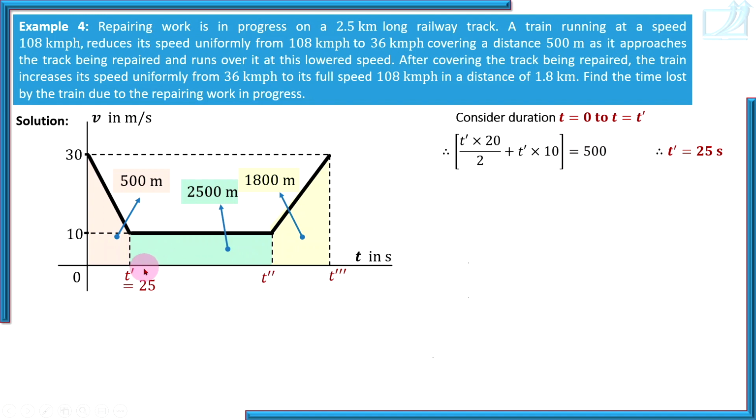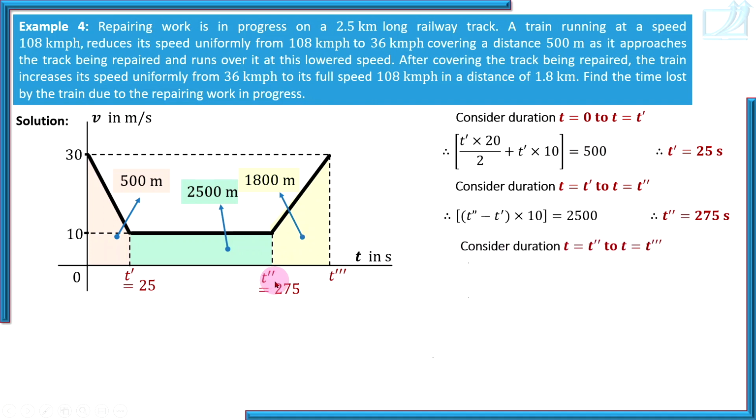Now the next area is 2500 meters. So (T double dash minus T dash), or (T double dash minus 25), into 10, base into height, that is 2500, and you have found T double dash, because here T dash is 25. Insert this value of T double dash here in the diagram, and write this area. It is again rectangle plus triangle.